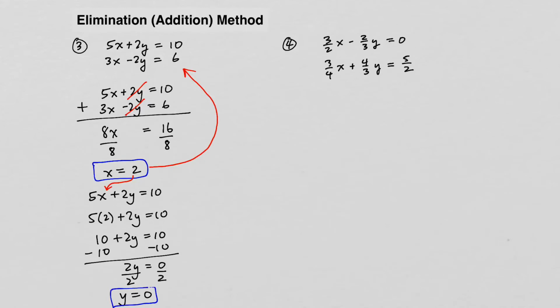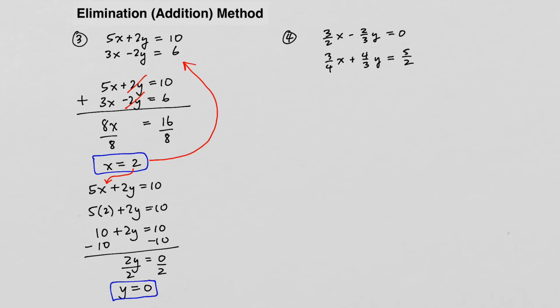And so the solution here is the point (2, 0). x equals 2, y equals 0.